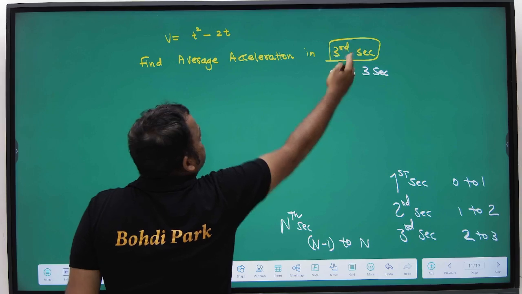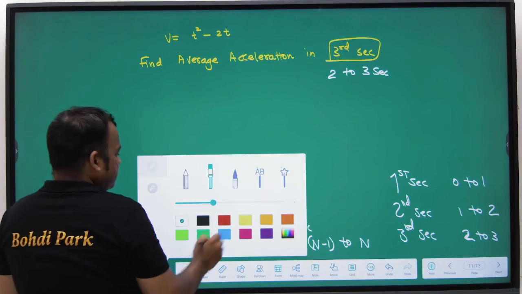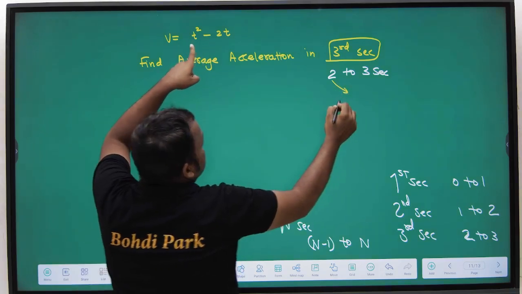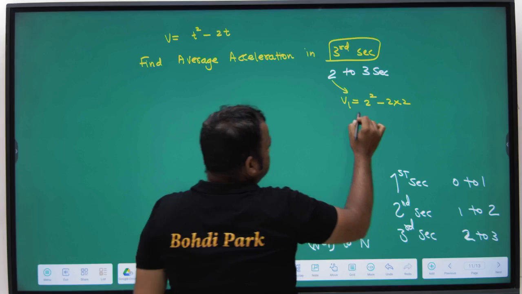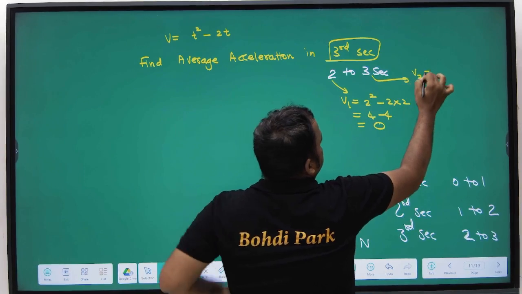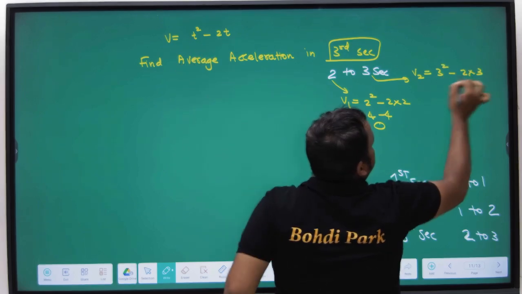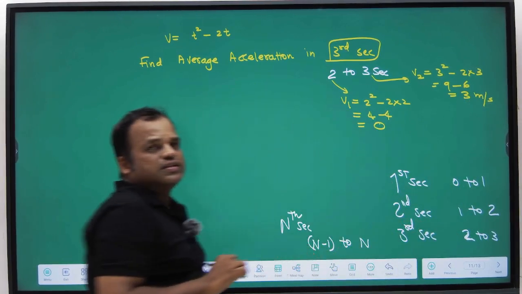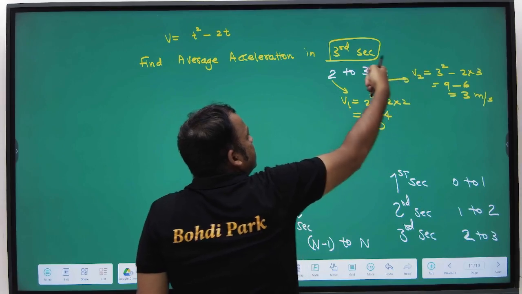So here I am finding third second. It is 2 to 3 seconds. So first we'll calculate the velocity at 2 second. So we'll put t is equal to 2 second here. So v1 is equal to 2 square minus 2 into 2. So 4 minus 4, that is 0. And to calculate v2, we'll put t is equal to 3. So 3 square minus 2 into 3, that is 9 minus 6. So that is 3 meter per second. These are instantaneous velocities. This is velocity at 2 second. This is velocity at 3 second.